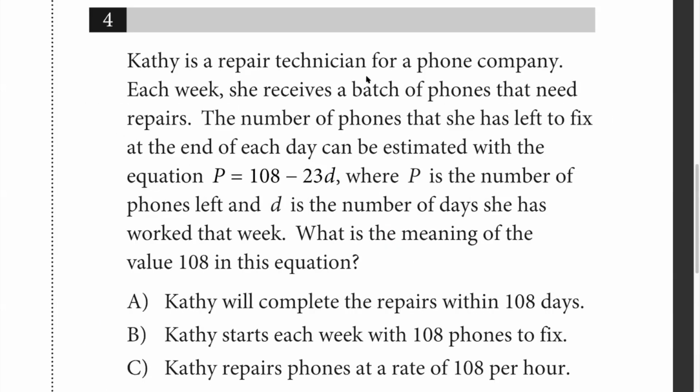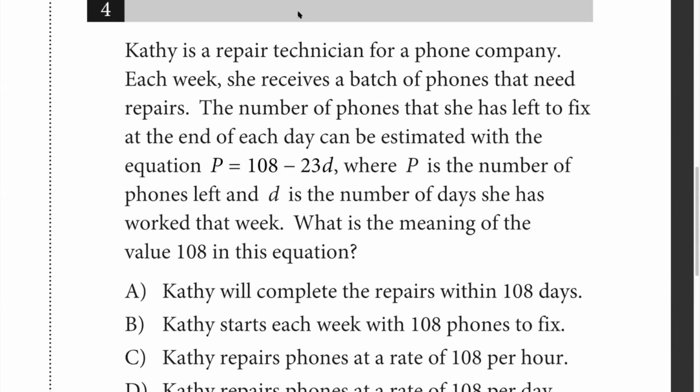So question number 4, I would like to mention that there are some questions on the SAT test where you don't have to read all the details of the question. You should discard the unuseful information. Here is one of that type of questions. Question number 4, what we have here is the formula P is 108 minus 23D. We just need to know what P and D represent here. And the question is, what is the meaning of 108 in this equation?